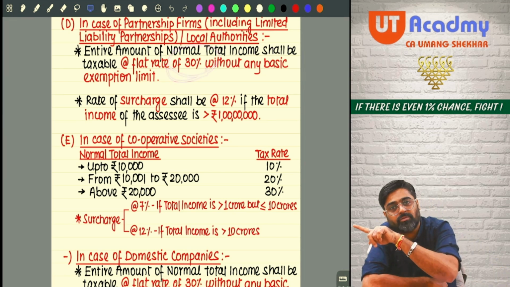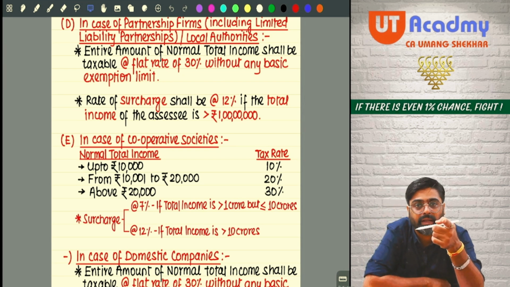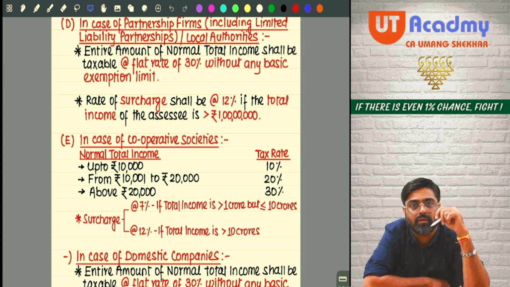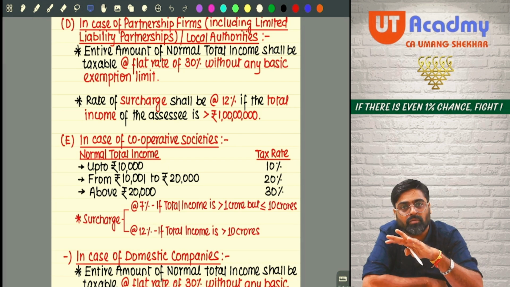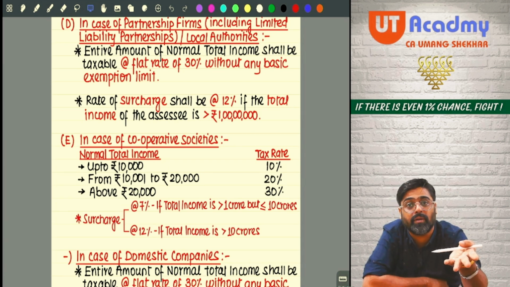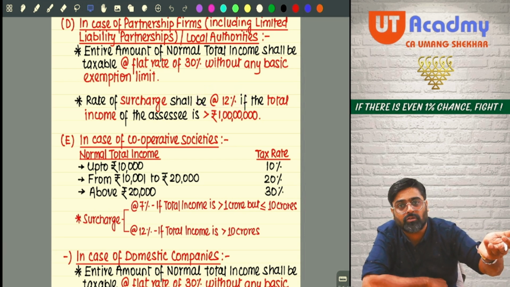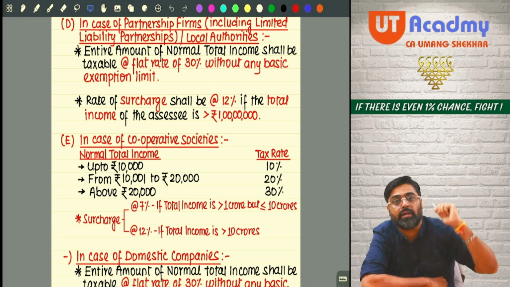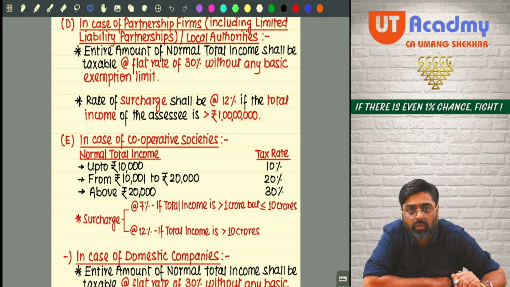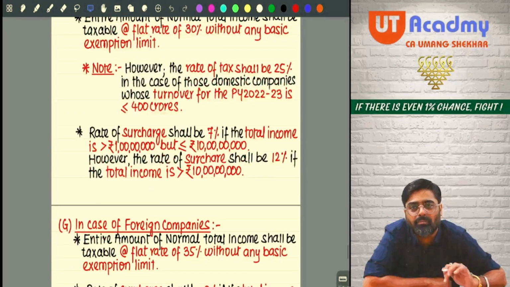Special income taxable at special rate. Normal income taxable at a flat rate of 30%. Normal tax plus special tax, both taken together, total will be liable for surcharge. Surcharge will be on entire tax, 12%, but provided the total income is more than 1 crore. Yes or no? Now coming to companies.